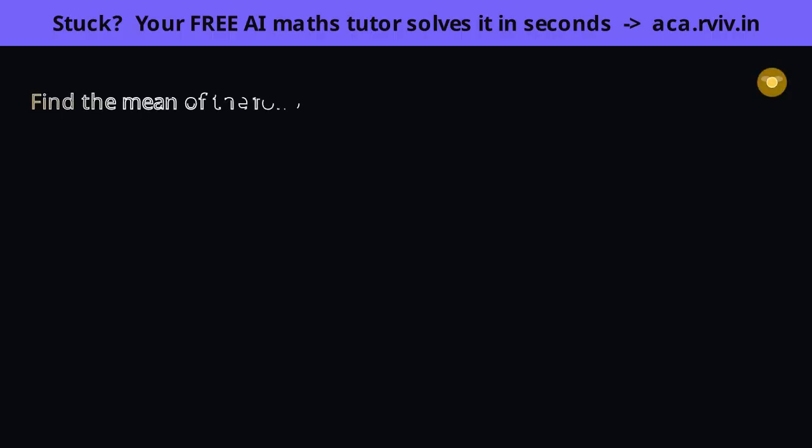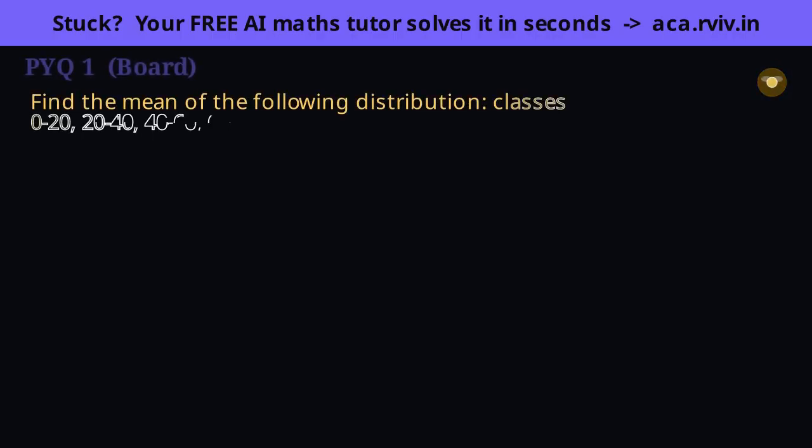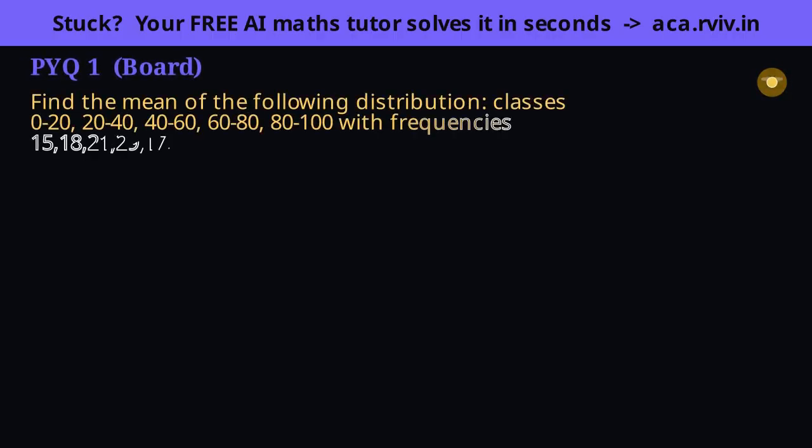A classic board mean with class marks in the tens, step deviation keeps it tidy. A staple board question. The class marks reach 90 and the width is a constant 20, so step deviation is the tidy choice. First the midpoints, 10, 30, 50, 70, 90. Add the frequencies for the total, a clean 100, which will make the final division easy.